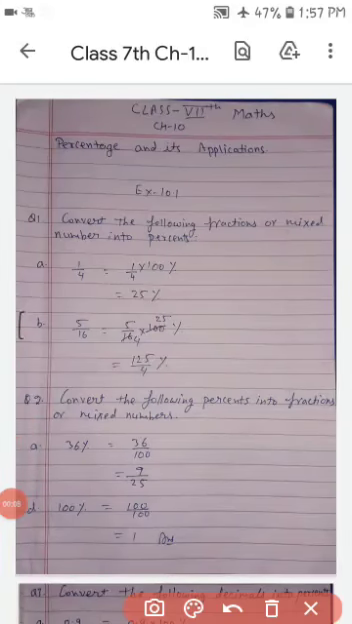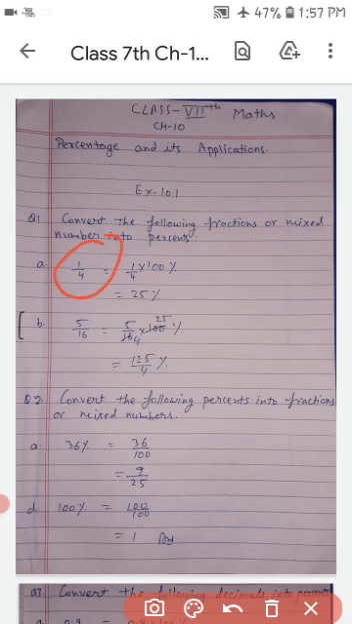Today we start Chapter 10, percentage and its applications. Exercise 10.1. Question 1: convert the following fractions or mixed numbers into percents.